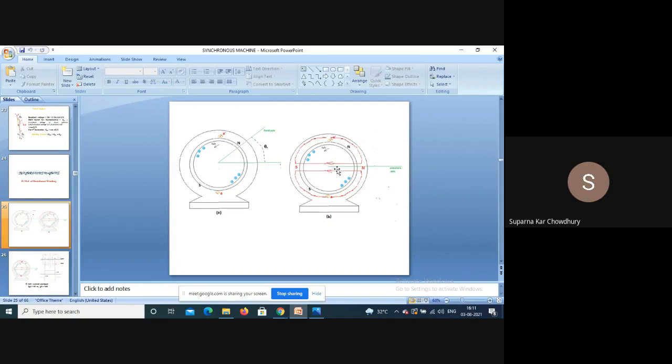like this. Say for a particular instant, this field will be created. The MMF created by the field winding will be like this, and this will be the field axis. So this will be distributed like this. Now this rotor is rotated by a prime mover in this direction.